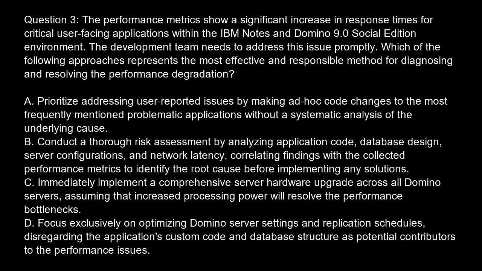Option C. Immediately implement a comprehensive server hardware upgrade across all Domino servers, assuming that increased processing power will resolve the performance bottlenecks. Option D. Focus exclusively on optimizing Domino server settings and replication schedules, disregarding the application's custom code and database structure as potential contributors to the performance issues.